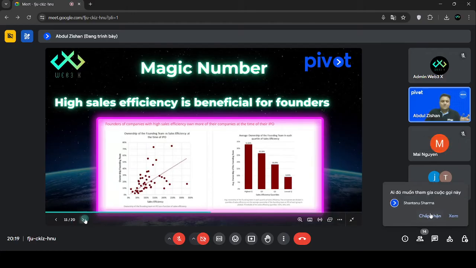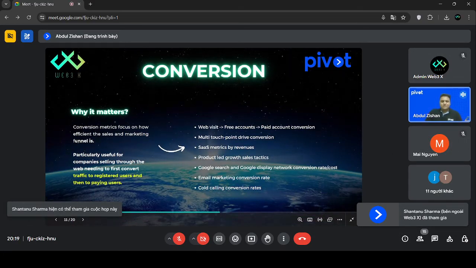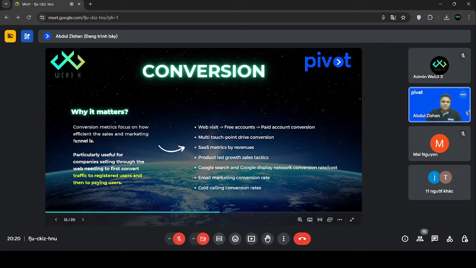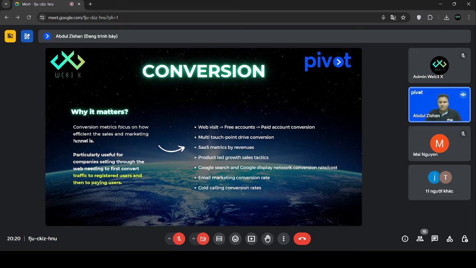All right. Now let's talk about conversion. Conversion metrics assess the efficiency of your sales and marketing funnel. They track how well you convert website visitors to free users and then to active participants or paying customers in your blockchain ecosystem. Now, conversion in Web3 often looks quite different from traditional funnel metrics. Key areas to track include wallet connect to transaction complete rate. This shows how many users who start an interaction actually complete it. High drop off rates might indicate a UX issue or something similar.